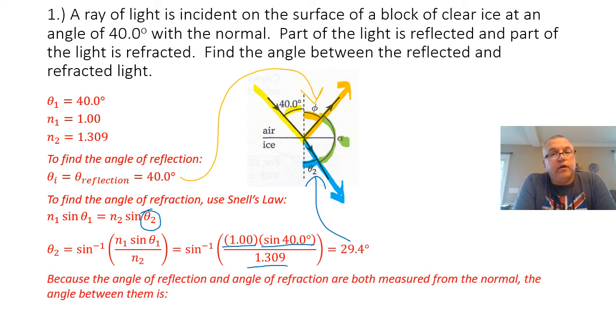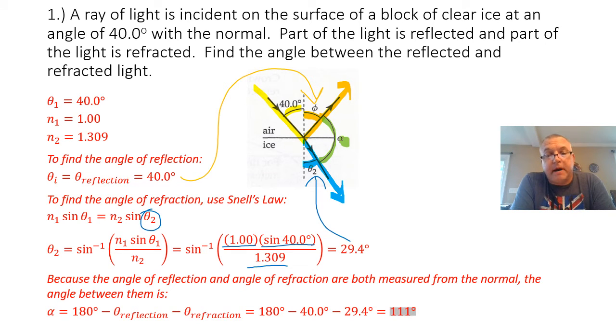Now, because both the angle of reflection and the angle of refraction are measured from the normal, I know that the angle between the reflected ray and the refracted ray is going to be 180 degrees minus the angle of reflection minus the angle of refraction, because my normal is a straight line, so that's 180 degrees. So 180 degrees minus 40 degrees minus 29.4 degrees will give me an angle between the reflected ray and the refracted ray of 111 degrees.